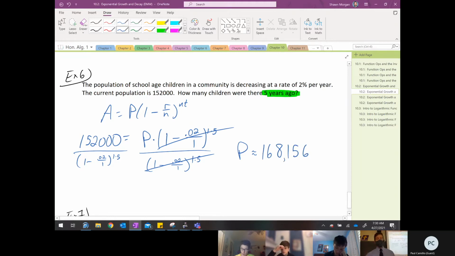Thereabouts, okay? So that's approximately how many children there were 5 years ago. And it's decreased over the last 5 years down to the point at which it's 152,000. That one's a little weird, right? James identified for us the fact that since it was decay, we needed to subtract. And then we also had that curveball of going into the past. So we were looking for P, the principal, the initial population, and we had A, the amount after the 5-year period was over, okay?